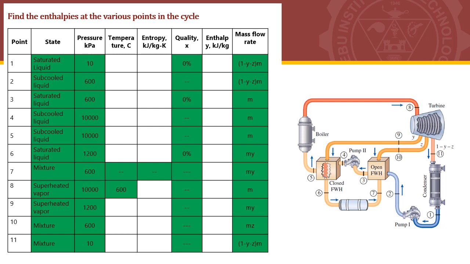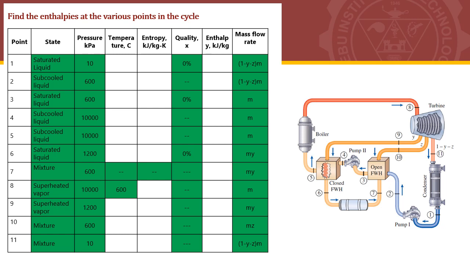Now that we already have the schematic diagram and the TS diagram, we are ready to get the enthalpies at the various points in the cycle. As you can see, we have 11 points, and we also noted the different states, the pressures at the different points, as well as the temperatures that are given. We can also analyze the mass flow rate flowing through each of the components by looking at the different loops in this cycle. The equivalent mass flow rates are shown in this column.